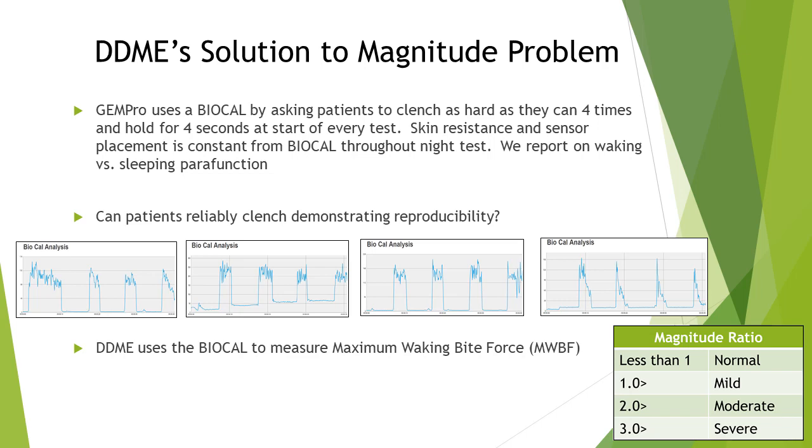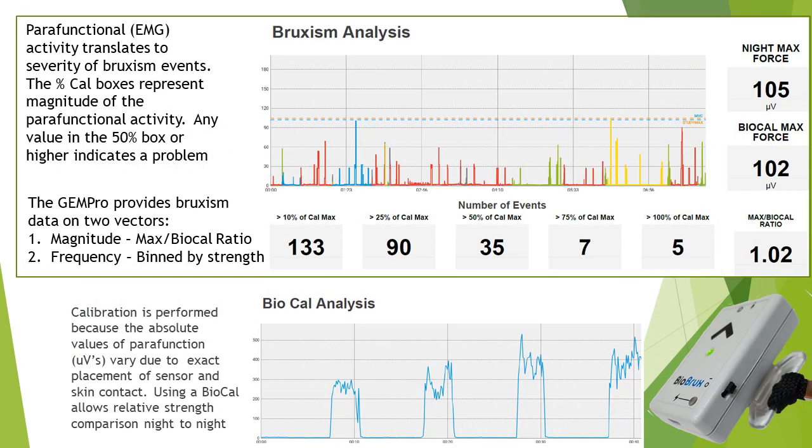So here's our graph. And again, the color of the graph is body position. Red is on your back, and blue and green are on your sides, yellow is on your stomach. In this patient, we have a waking bite force, biocal max force of 102, and a night max force of 105. And I selected this graph because they're about equal, and it yielded pretty much a 1 that you see there in the right-hand corner.